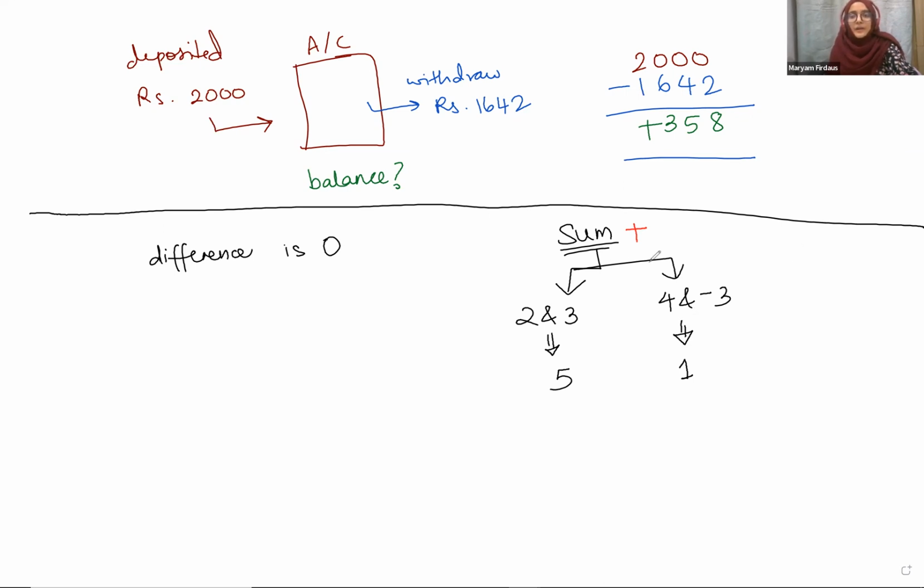Okay, one more. What is the sum of minus 5 and, let's say, minus 5? Yes, Hiba? The sum of minus 5 and minus 5, not 5 and 5. Minus 5 and minus 5. We have to add them. Yes.